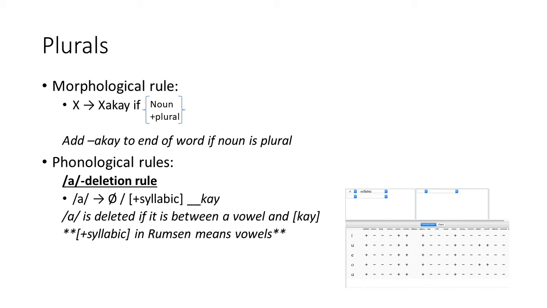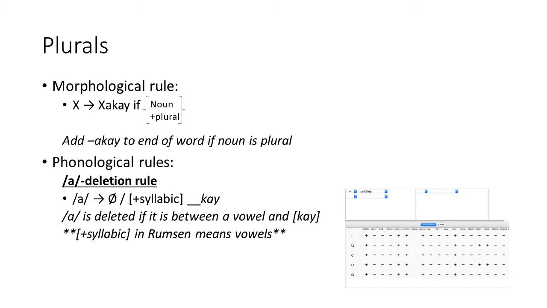So next is a phonological rule I made up. I just named it something random. I named it a deletion. So it says the vowel a is deleted if before it comes a vowel and after it is kai. So remember, plus syllabic means vowel.